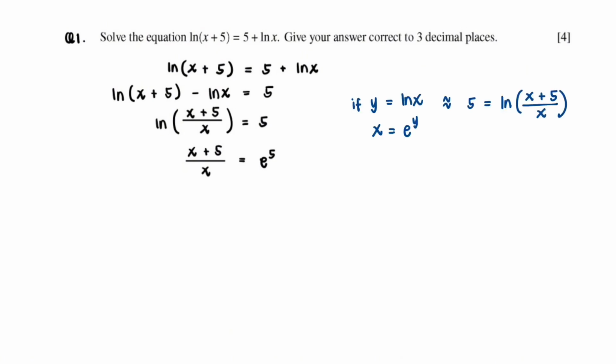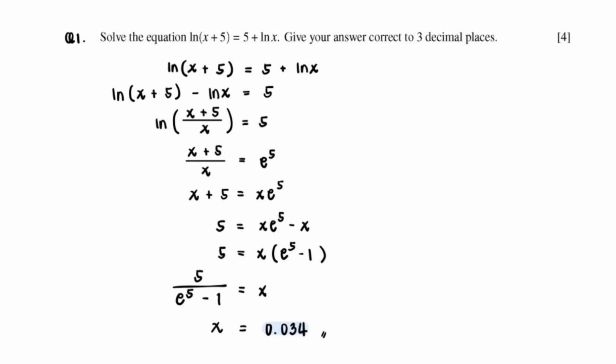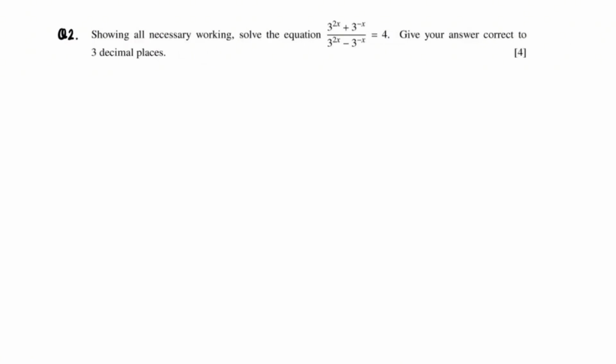Next, with this general rule, we can remove ln by equating what's in the bracket, which is (x + 5)/x, to e^5. Here I moved the denominator to the other side so that I can gather all the variables with x and factor the x out. The last step is just some basic algebra and calculator work, which leaves us with x being 0.034.